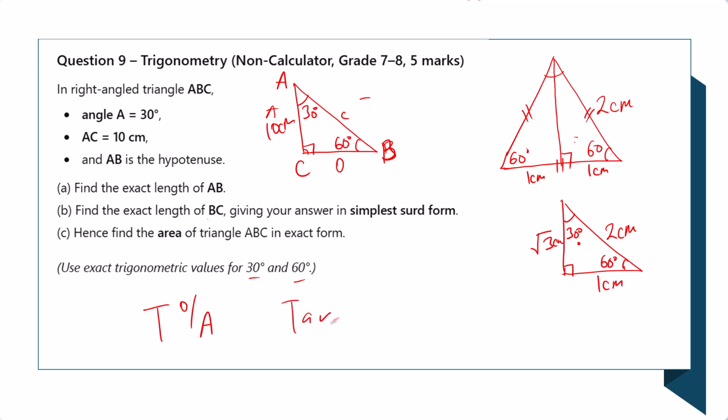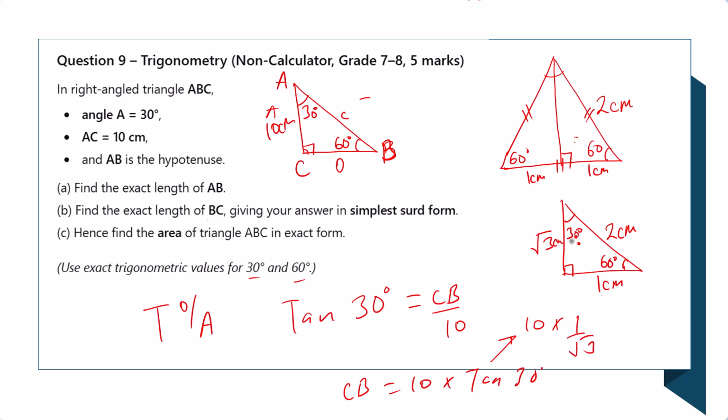So tan of 30 degrees, that is the angle, is going to be equal to the opposite, which is CB, divided by the adjacent, which is 10. So I just need to multiply this across. So CB or BC is going to be 10 times tan 30. Now, what is tan 30? If this is 30, the tan is always the opposite over adjacent. So I'm just going to do 10 times the opposite over adjacent. The tan of 30 will always be 1 over root 3 or equivalent to that.